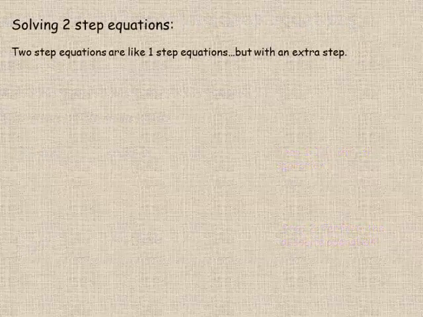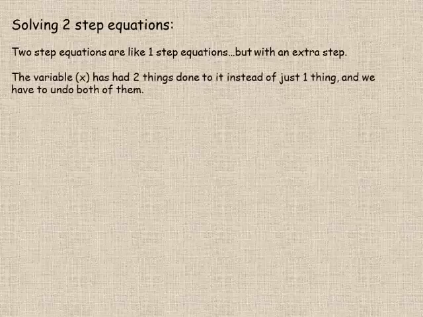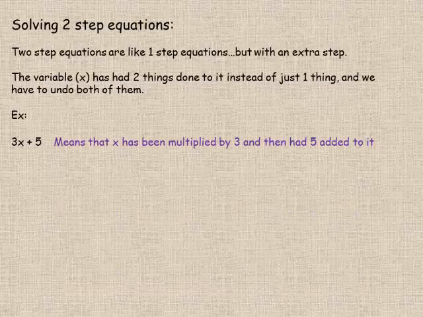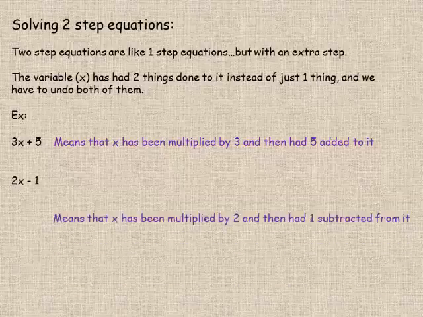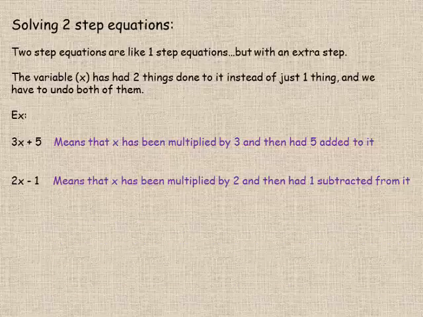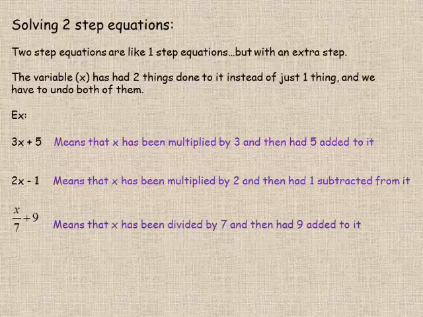To solve 2-step equations, we have an extra step. The variable has had 2 things done to it instead of just 1, and we have to undo both of them. So if I see 3x plus 5, what that tells me is that 3 was multiplied by x, and then we added 5. Here, 2x minus 1 means that x was multiplied by 2, and then subtracted 1. X over 7 plus 9 means that x was divided by 7, and then had 9 added to it.